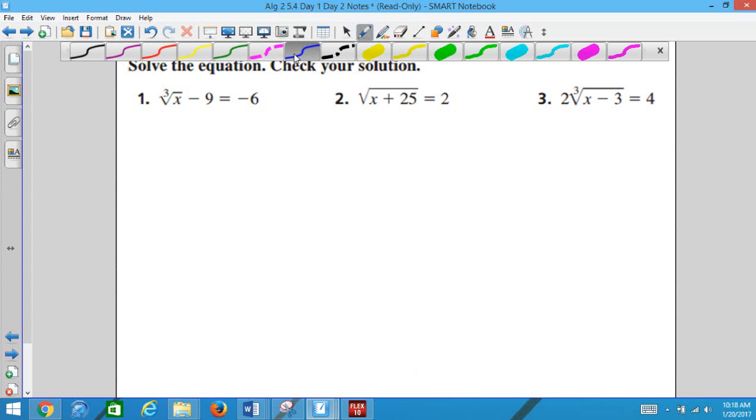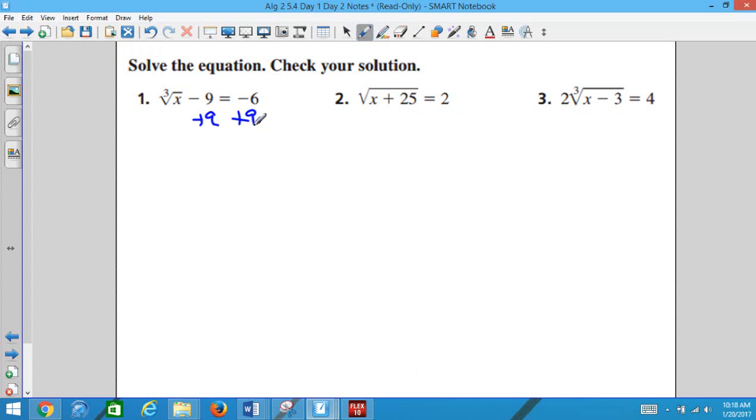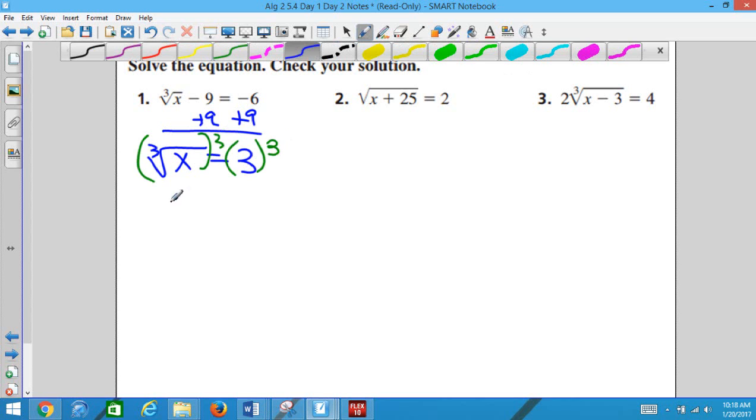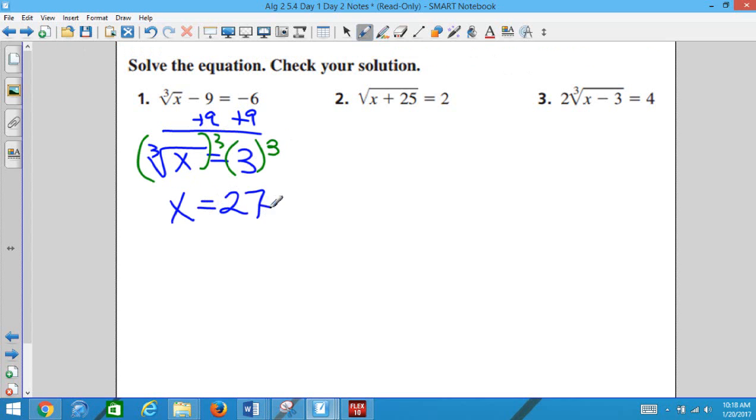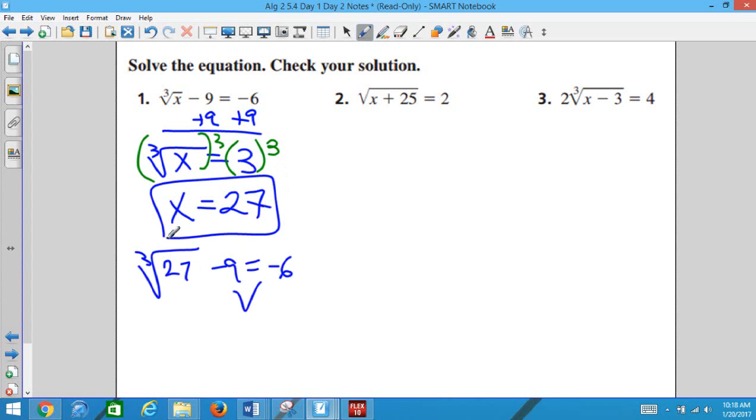So this first question, you're going to add 9, and you get the cube root of x equals 3. Then you raise it to the third power, which gives you x equals 27. Then you check it by doing the cube root, 27 minus 9 equals negative 6, and that checks. The first answer is 27. Second one.